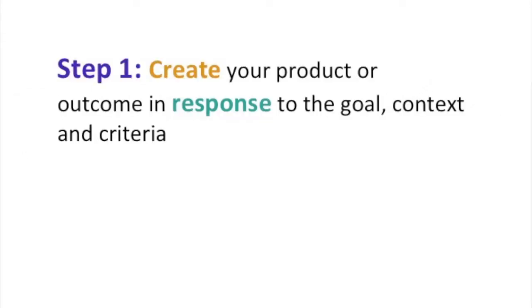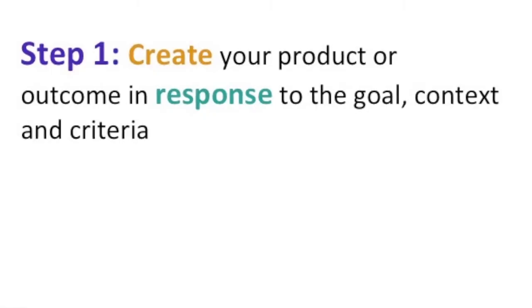Step 1. Create your product or outcome in response to the goal, context, and criteria. This is the part of the personal project that will occupy the most of your time. This is where you place your investigation and planning into action. For example, this is where I actually went to the prep markets and took photographs and created my blog spot.